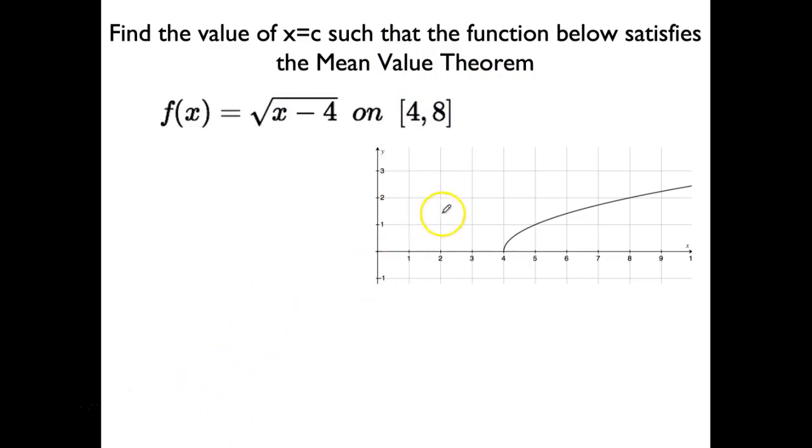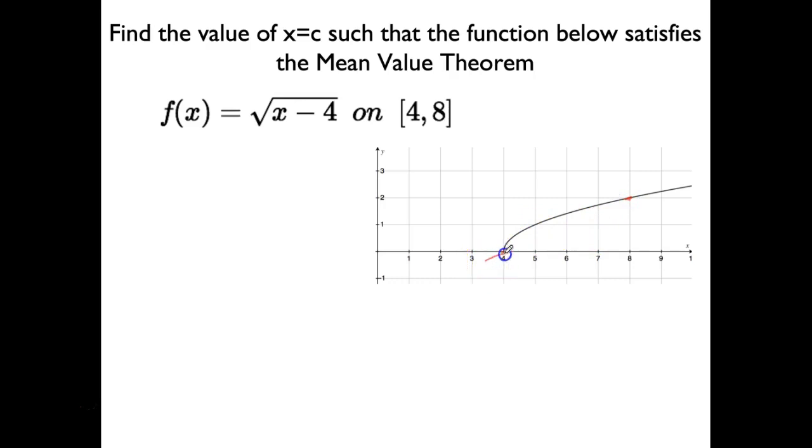Well, first thing you might want to ask yourself is look at the graph. You could say this is not differentiable everywhere. But all we care about is whether it's differentiable on the interval we're looking at, 4 to 8. And from 4 to 8, that graph is smooth. It is differentiable. So let's do this graphically real quick again.